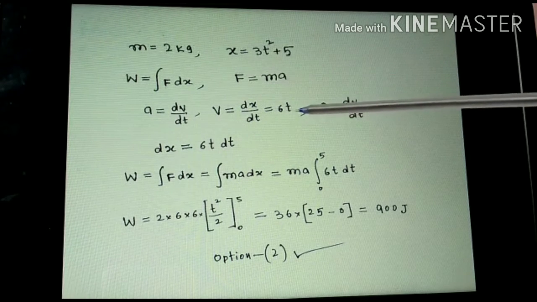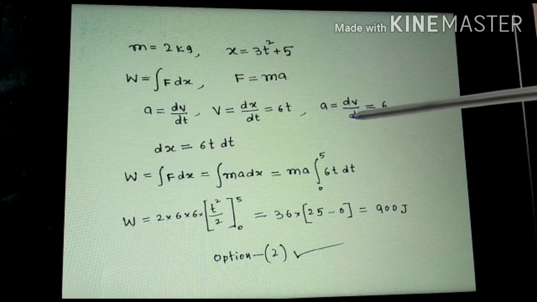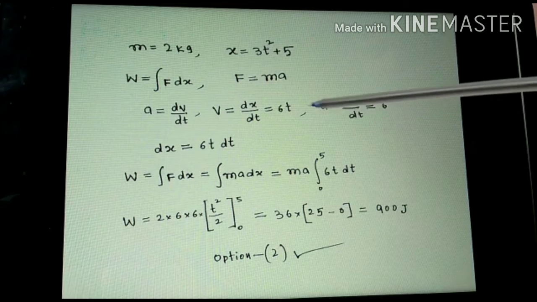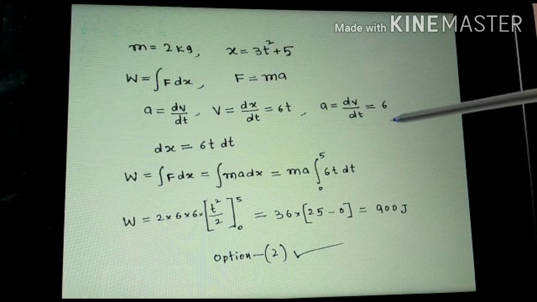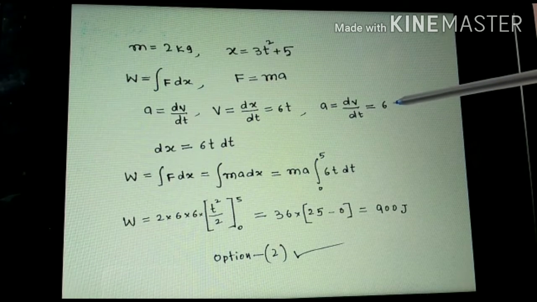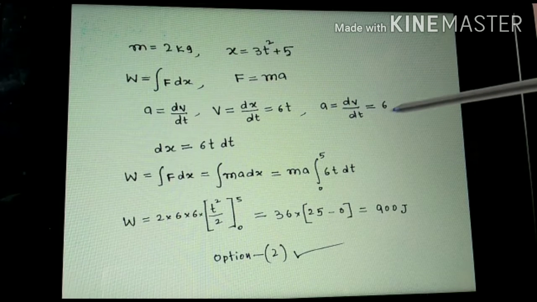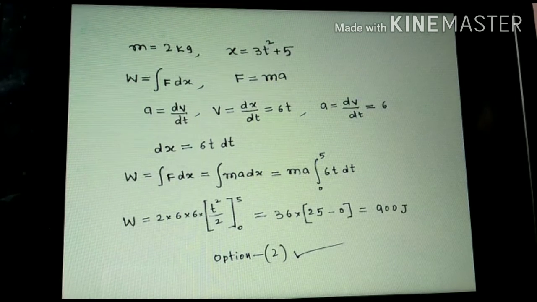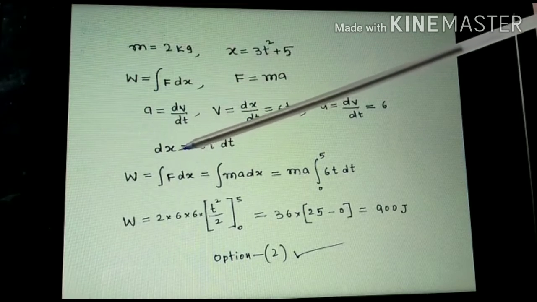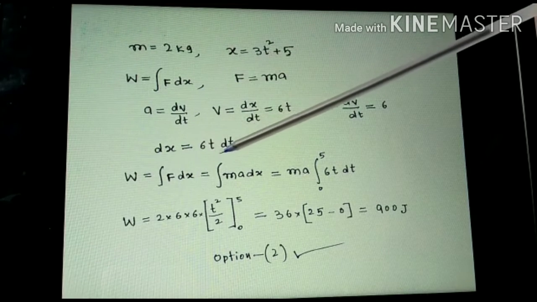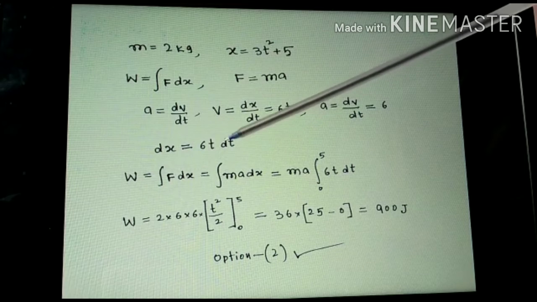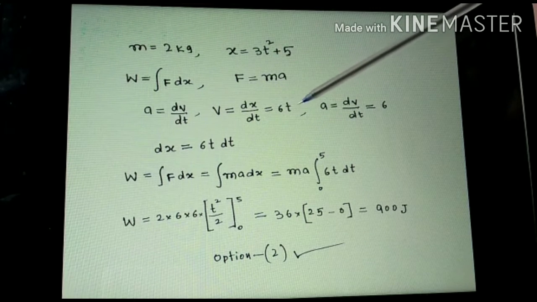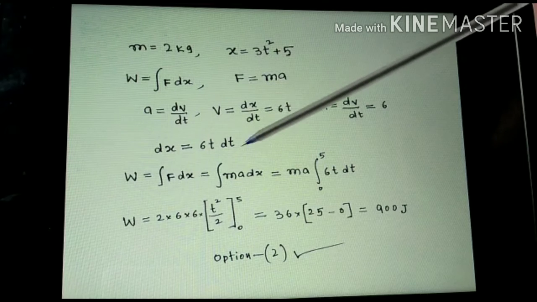Now I want acceleration. A is equal to dv by dt. Here v is 6 into t. So 6 into dt by dt, that is 1. So A equal to dv by dt equal to 6. Now I am using dx also. dx is equal to how much will you get? 6t into dt. That is nothing but dx by dt only. What I am taking is simply dx by dt is equal to 6t, so dx is equal to 6t into dt.